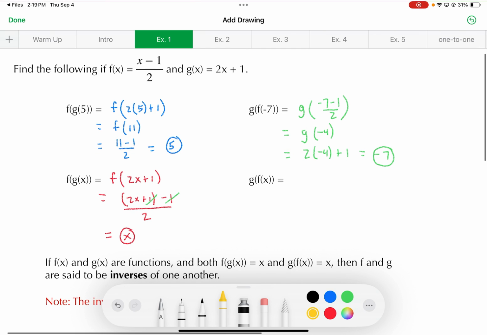And then we go in the other direction, g of f of x, that's the same as g evaluated at x minus 1 over 2. So that would be 2 times that x minus 1 over 2 added with a 1. Those 2's are going to wipe out. And then the negative 1 and the 1 are going to wipe out, leaving me ultimately with just x.